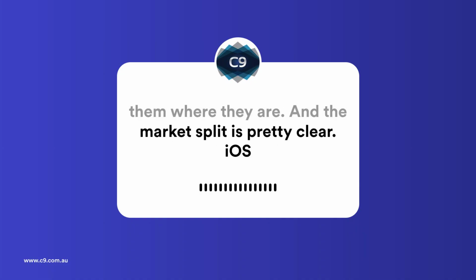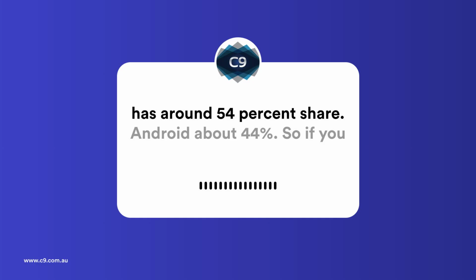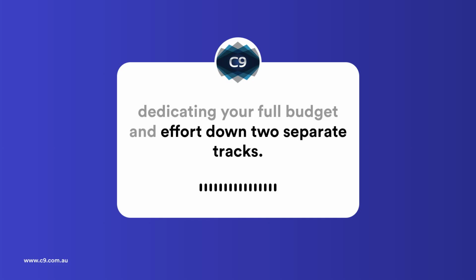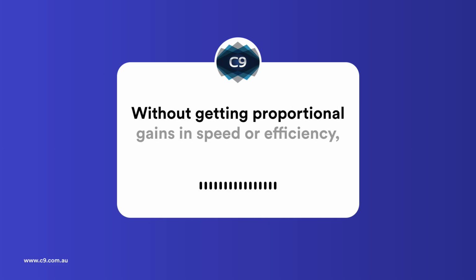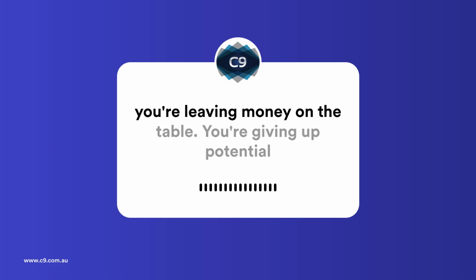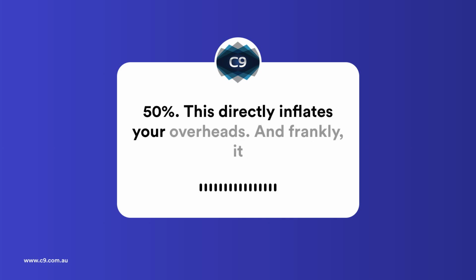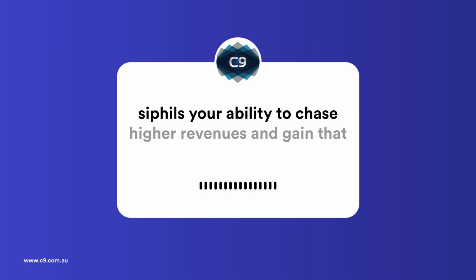And the market split is pretty clear. iOS has around 54% share, Android about 44%. So if you stick with that old siloed approach, you're basically dedicating your full budget and effort down two separate tracks without getting proportional gains in speed or efficiency. You're leaving money on the table. You're giving up potential cuts in development time. Local execs report savings of up to 50%. This directly inflates your overheads, and frankly, it stifles your ability to chase higher revenues and gain that crucial market share.